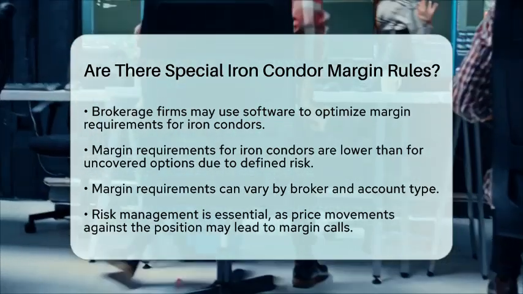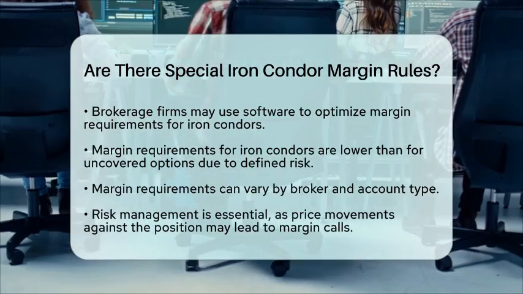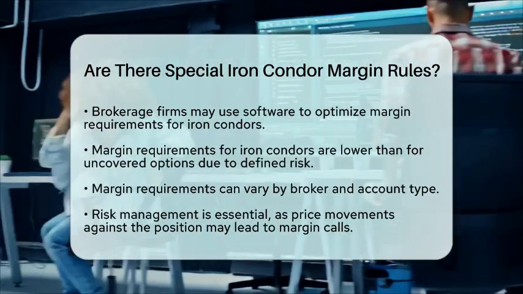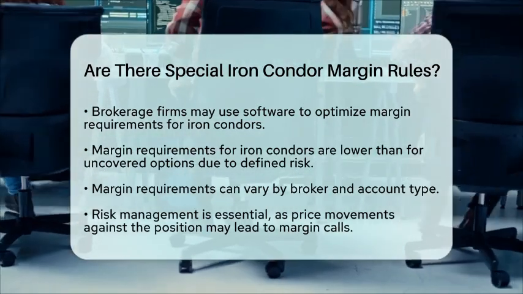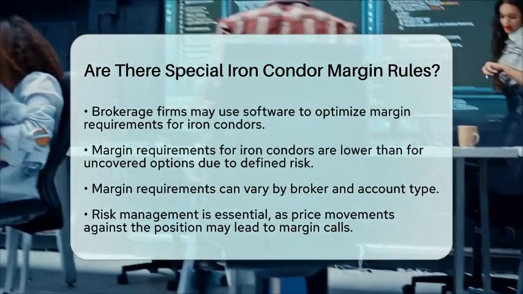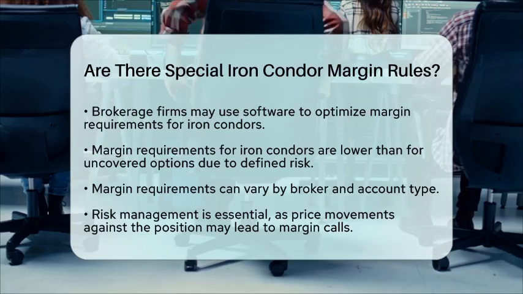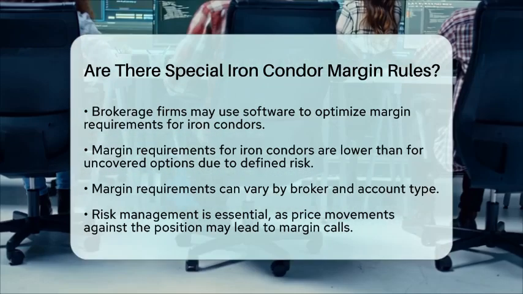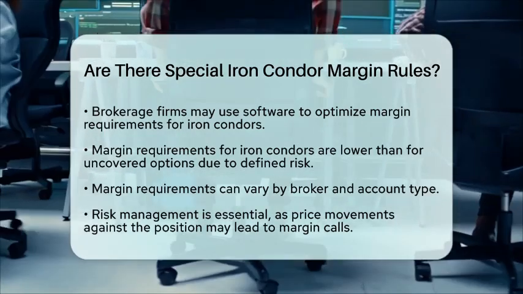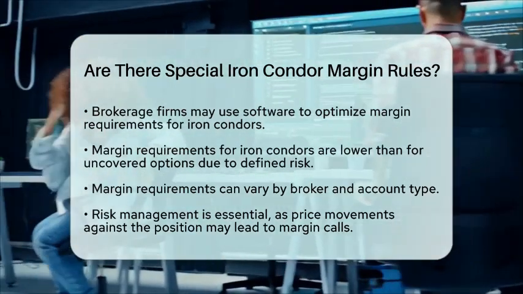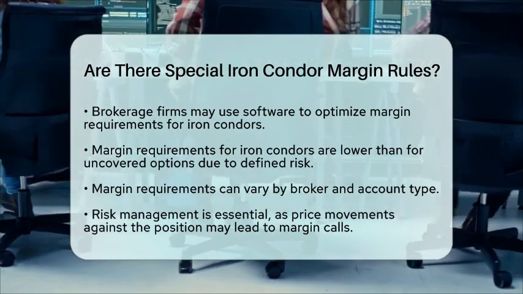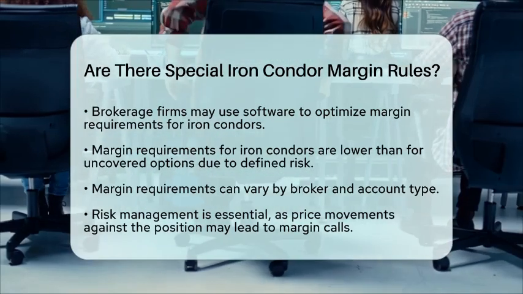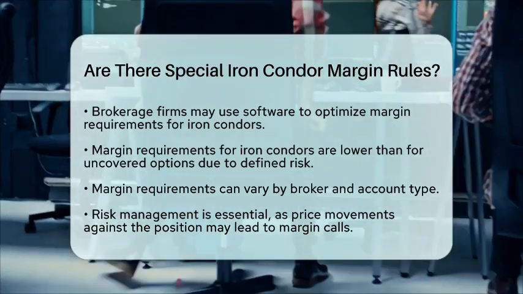If the underlying price moves against your position and your account equity falls below maintenance levels, you may face margin calls. In summary, the special margin rules for iron condors reflect their defined risk profile. The margin is calculated based on the maximum potential loss of the spread, adjusted for any premium received, and requires all legs to meet specific criteria. This allows traders to manage risk and capital efficiently when using this popular options strategy.